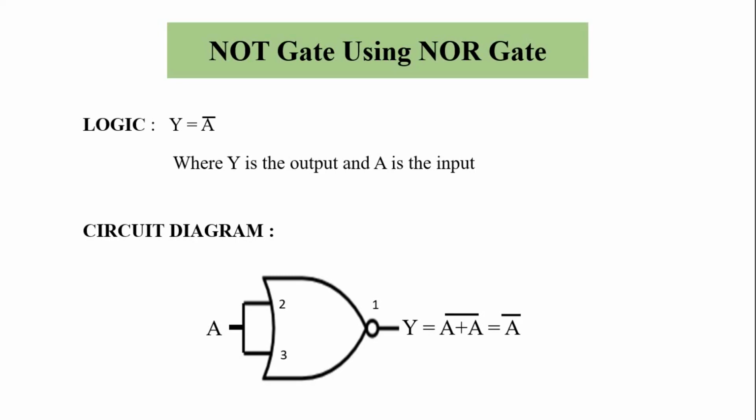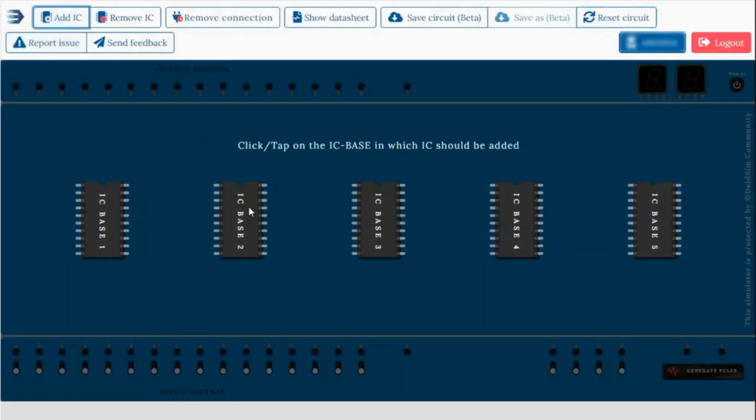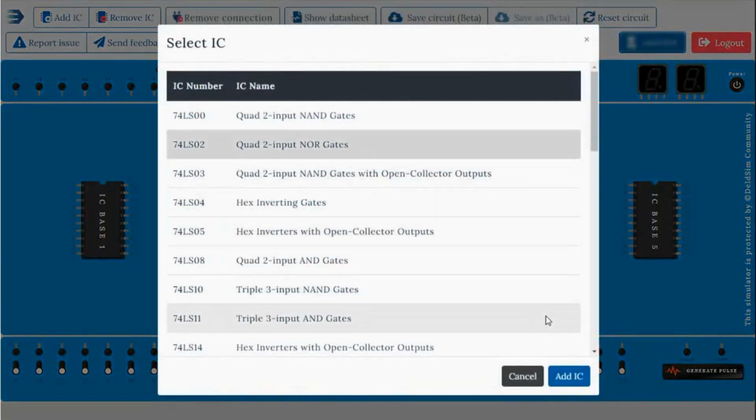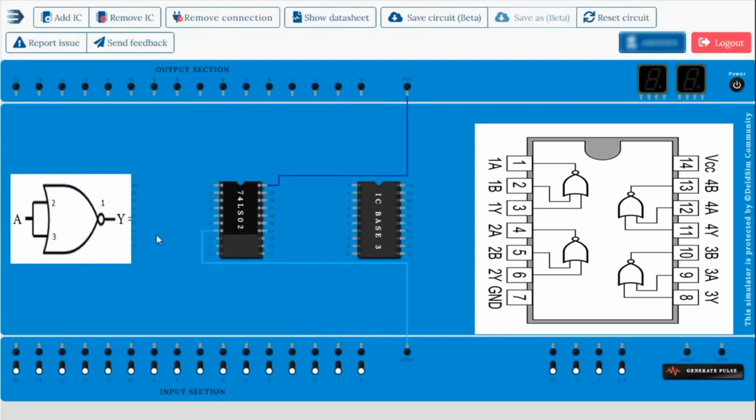Here you have to take IC 7402 by the same process. First of all, you have to connect pin number 20 to VCC and pin number 7 to ground. Now, following the circuit diagram, pin number 2 and 3 should be connected to same input.